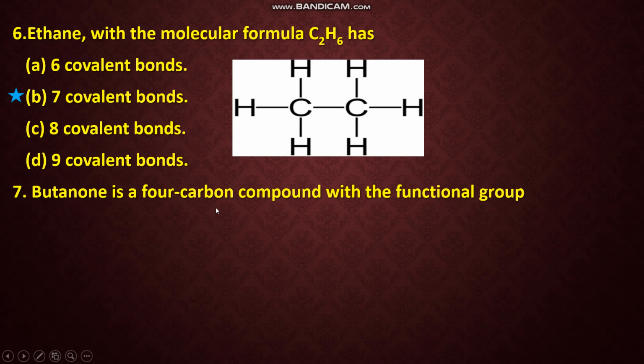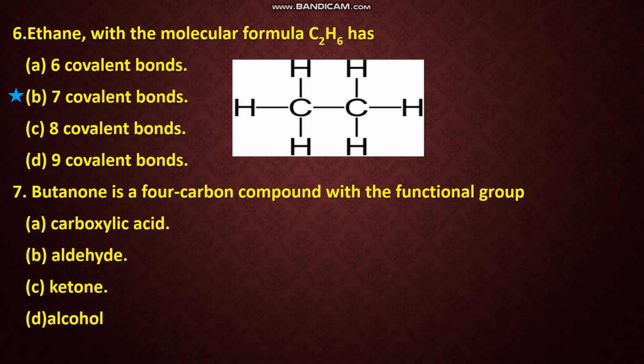Next question. Butanone is a 4 carbon compound with a functional group. What is the functional group? ONE represents a ketone. So the functional group is ketone here. Similar questions can be asked. Propanal is a 3 carbon compound with a functional group. Al means which functional group? Aldehyde. Next, ethanol is a 2 carbon compound with a functional group. Ol means which functional group? Alcohol. And butanoic acid, which functional group? Carboxylic acid. Like that, different questions can be asked.